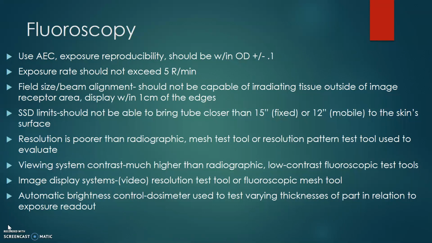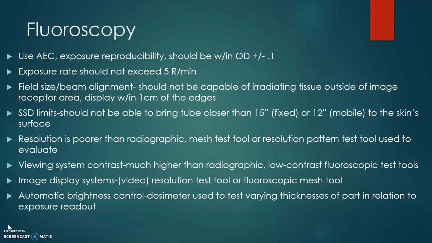Fluoroscopy uses AEC. Exposure reproducibility should be within plus or minus 0.1. The exposure rate should not exceed 5 roentgens per minute. The field size or beam alignment should not be capable of irradiating tissue outside of the image receptor area and should display within 1 centimeter of the edges. The source to skin dose limit should not be able to bring the tube closer than 15 inches for fixed fluoroscopic equipment or 12 inches for mobile equipment to the skin surface.